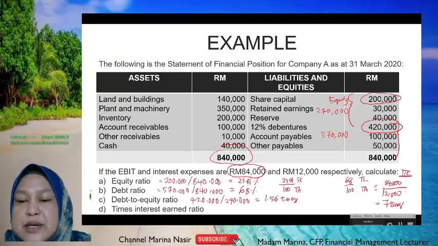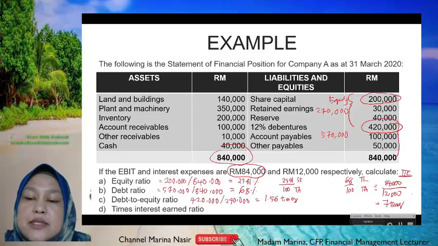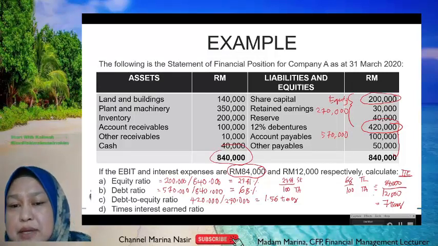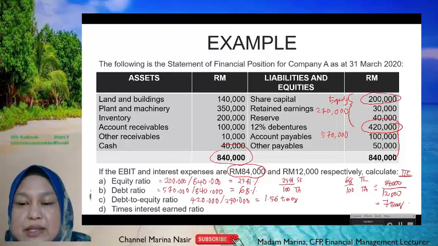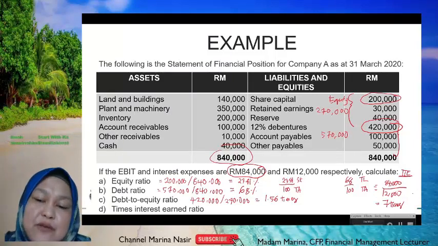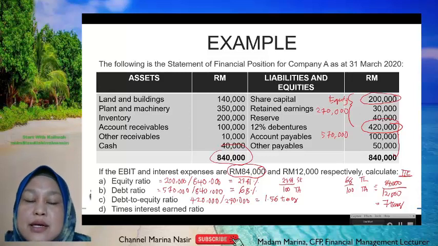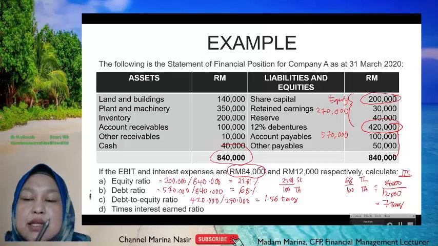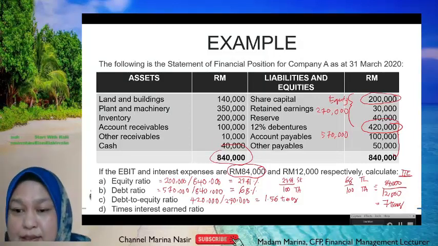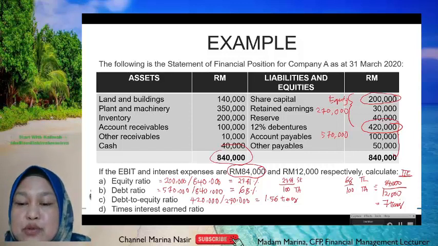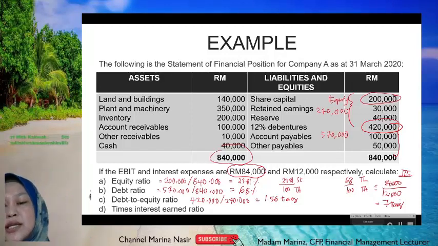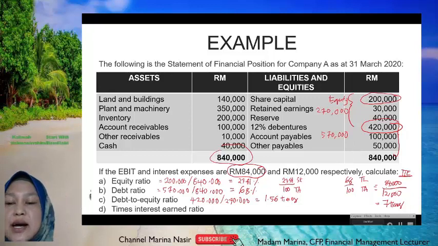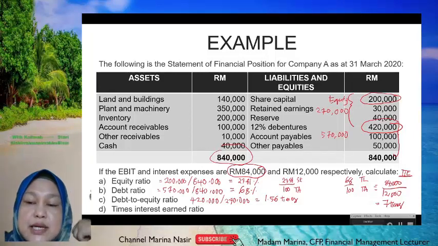What does 7 times mean? It means the ability of this company to pay its interest is 7 times from its total earning before interest and tax. Dia boleh bayar sebanyak 7 kali ganda. Dia boleh bayar 12,000 ni sebanyak 7 kali ganda daripada dia punya income yang sedia ada. Income dia adalah earning before interest and tax. Earning tu adalah net profit ni sebelum interest dan cukai.